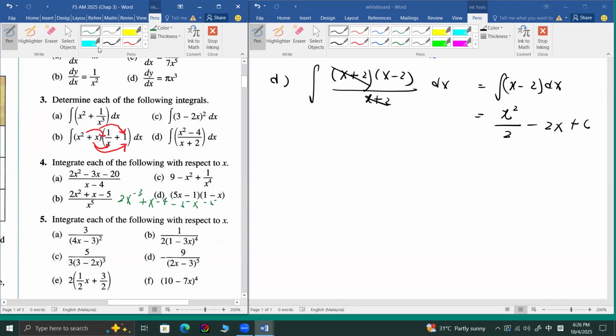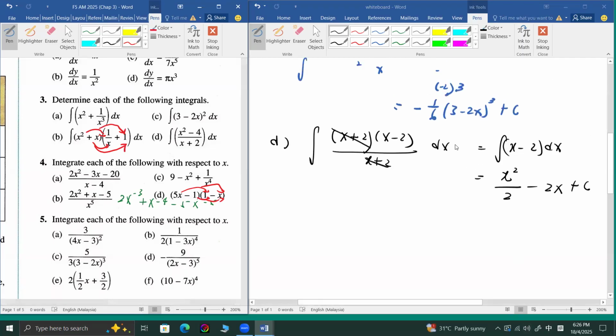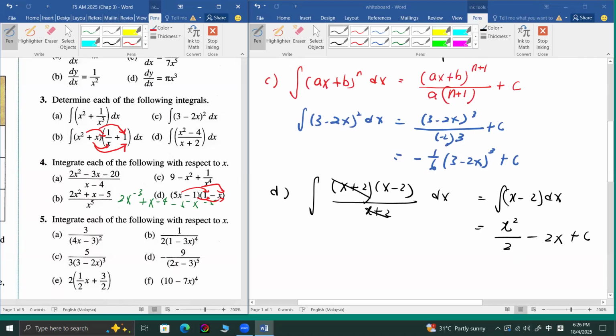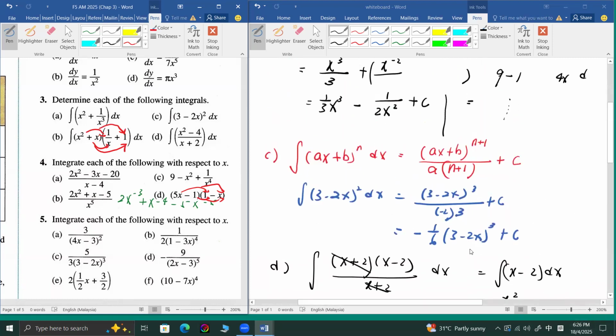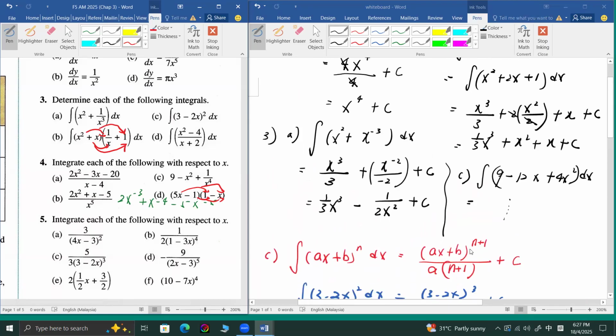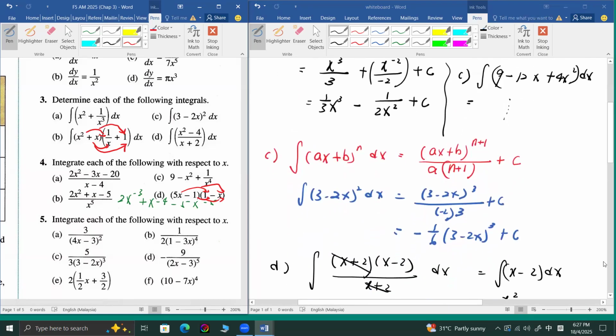And then for D, same. Expand, okay? Expand before you integrate. You understand? Yeah, so same thing. Anything that is needed, you write down. Scroll up a bit for you now. Okay, anything that is needed, you write down. Then you mark down just now question 3. Question 3, I showed you A already, right? So question 3, A, then C, done, right? So 3, A and C are done. You do B and D.